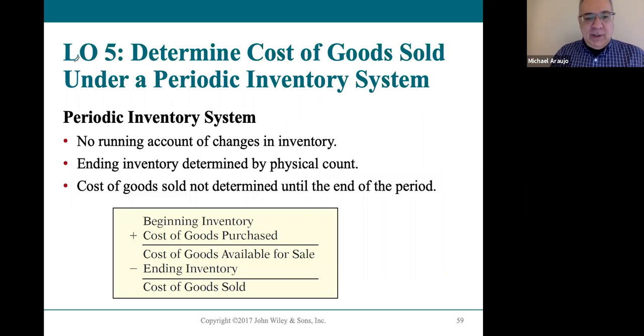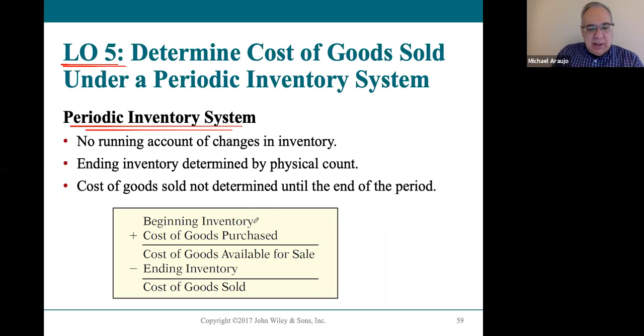Okay, so this we've already kind of gone over in Learning Objective 1, but we'll do it again in here, Learning Objective 5, because here they're actually asking you to calculate the cost of goods sold by using the very good old-fashioned periodic inventory system. And it's actually quite easy if you think about it, and it will get easier.